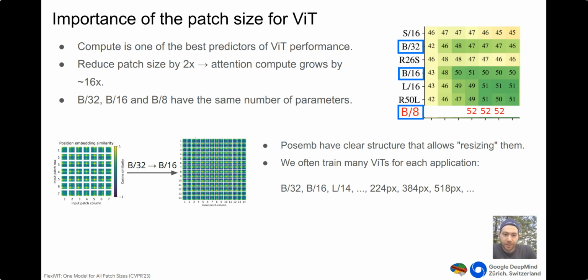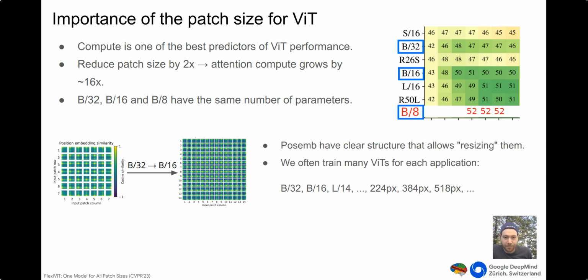Another thing to keep in mind is that in the original ViT paper we already showed that the position embeddings actually learn a nice structure such that they can be simply resampled or resized into position embeddings for a different patch size. Because keep in mind, if you change the patch size, you have more patches, and each patch needs its own position embedding. So here's an example that shows the position embedding from B/32 being resized to B/16, and that just works.